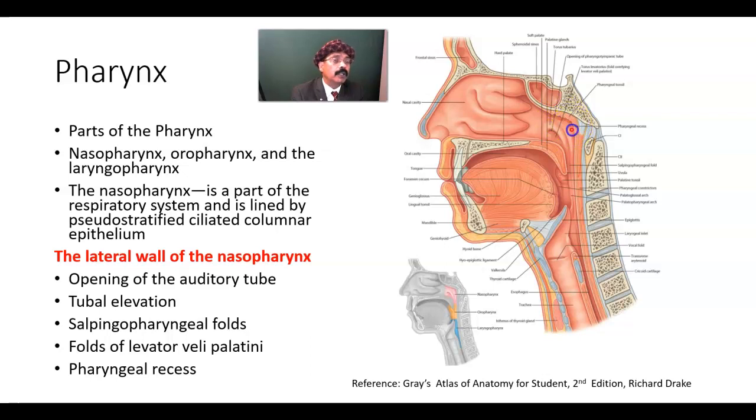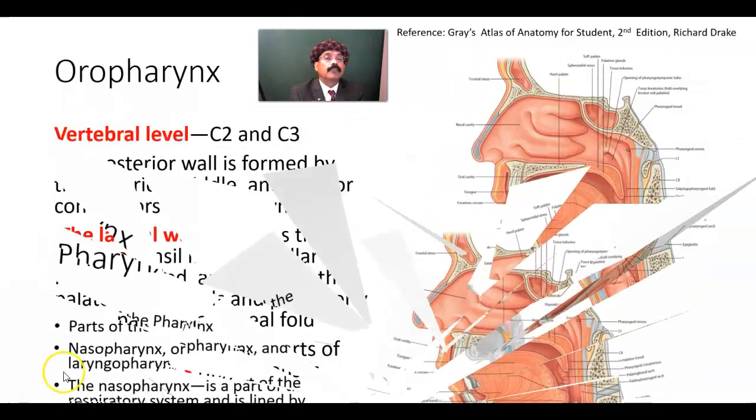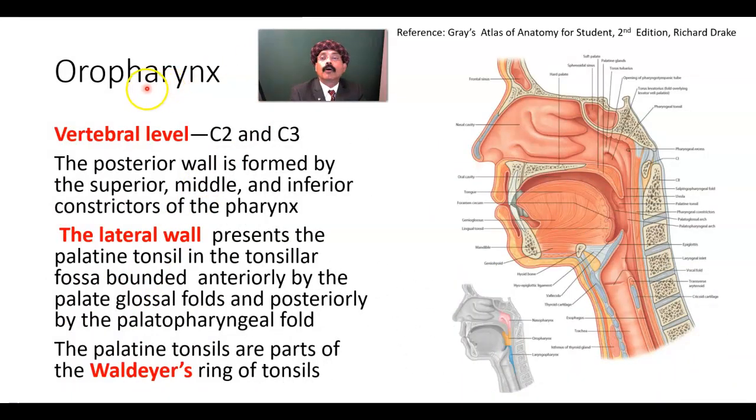Along the roof of the nasopharynx we get some lymphoid tissue, the nasopharyngeal tonsil. We have the palatine tonsil in the oropharynx. We have the lingual tonsil here in the oropharynx area, on the posterior one third of the tongue. All these lymphoid structures form Waldeyer's ring of tonsils, the first line of defense against infection.